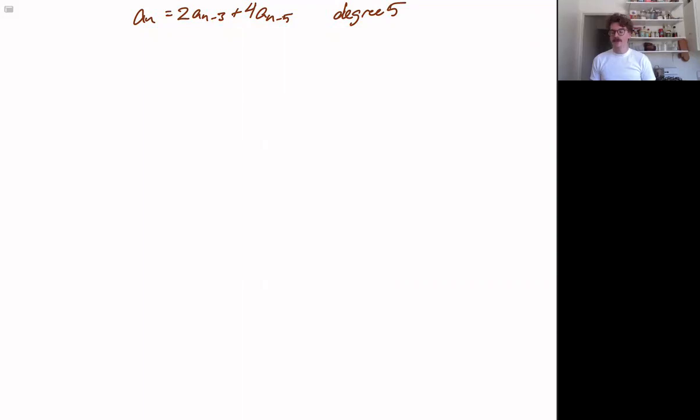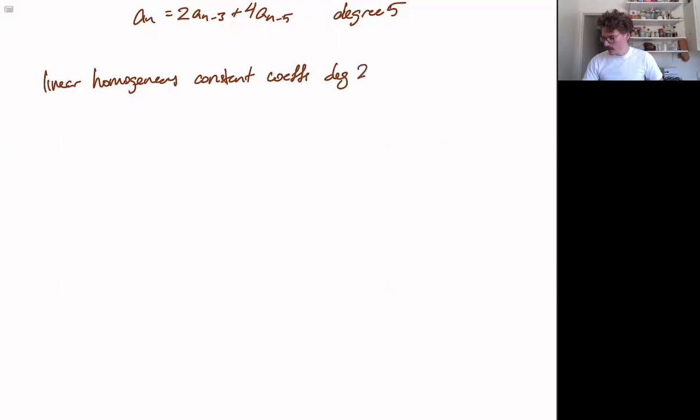Now let's dive into how to solve these recurrence relations. And we will start with the case of linear, homogeneous, constant coefficients, and degree 2. So the examples in the beginning that we saw, both are of this form.